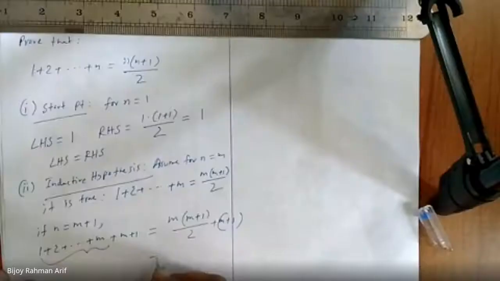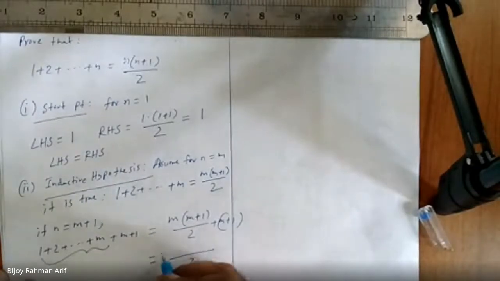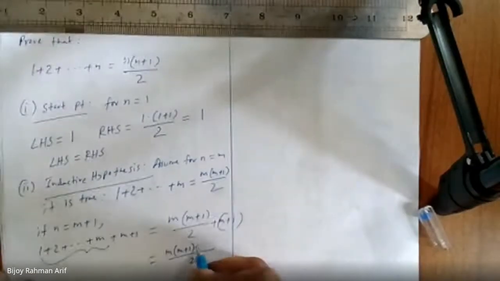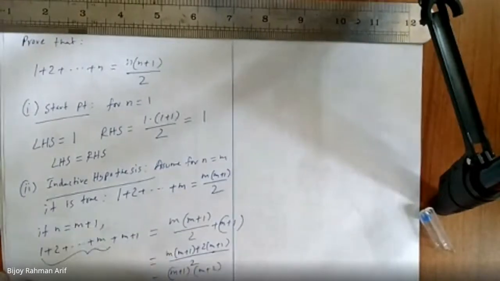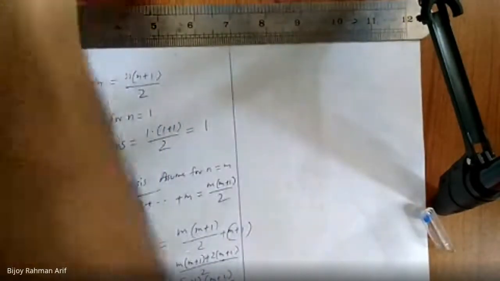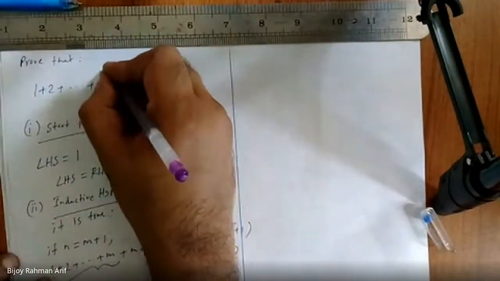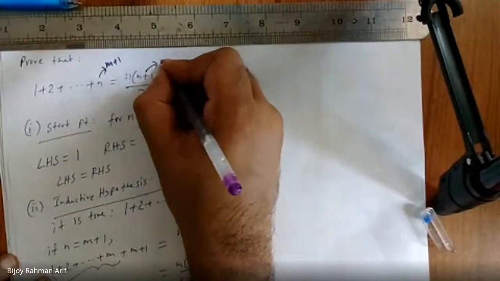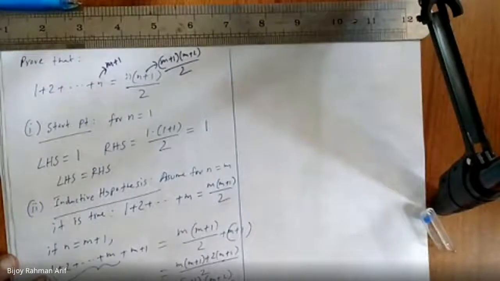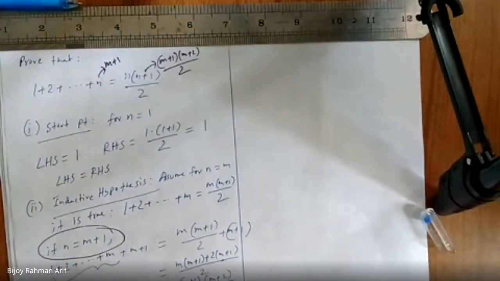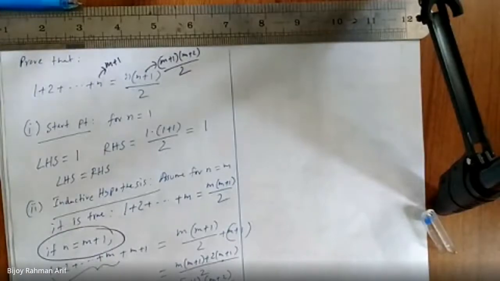Yes, sir. Then take the common denominator. It becomes m into m plus 1 plus 2 into m plus 1. It becomes m plus 1, m plus 2 divided by 2. Now here, put n equal to m plus 1, then it would become m plus 1, m plus 2 divided by 2. So we have proved it for n equal to m plus 1. So proved. Do you agree with me or not?